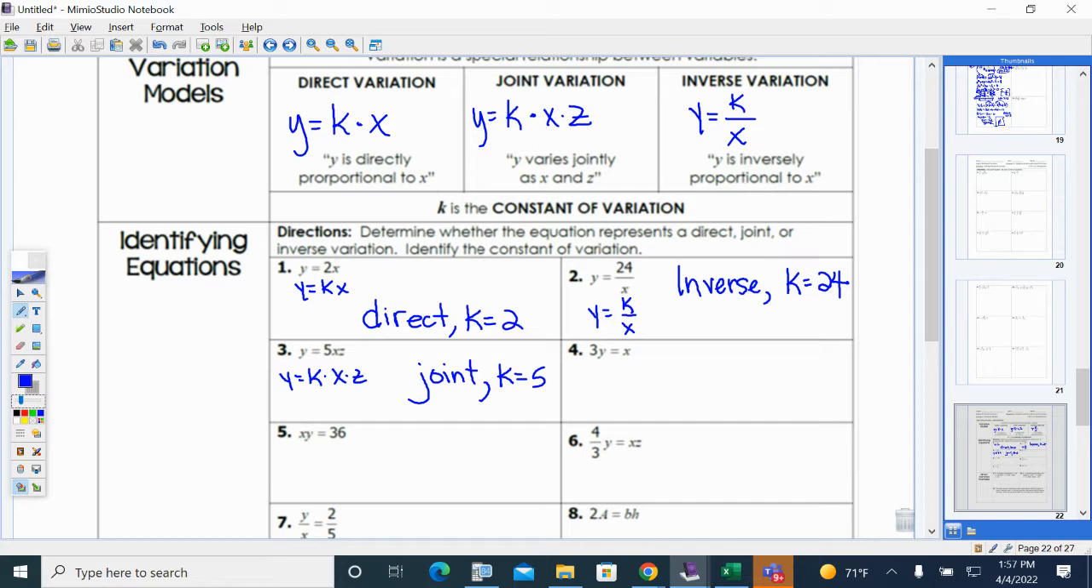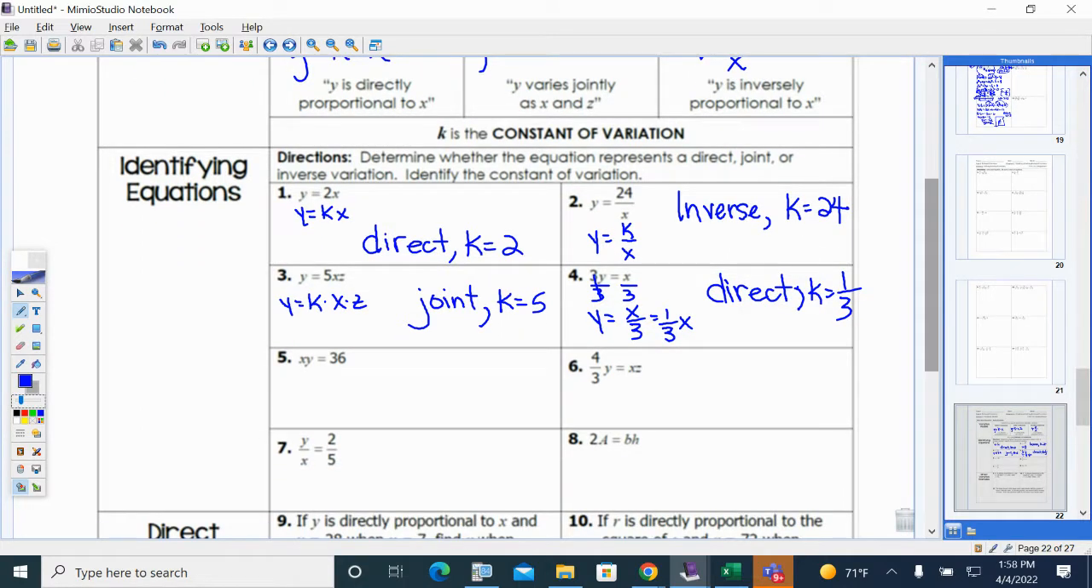Number 4 doesn't say y equal. So I'm going to divide both sides by 3. Y equals x over 3, or you could write this as 1/3 x. And what that's going to show you there is that's y equals kx. Y equals kx is a direct variation where k equals 1/3. So again, it is easier if you make these say y equal.